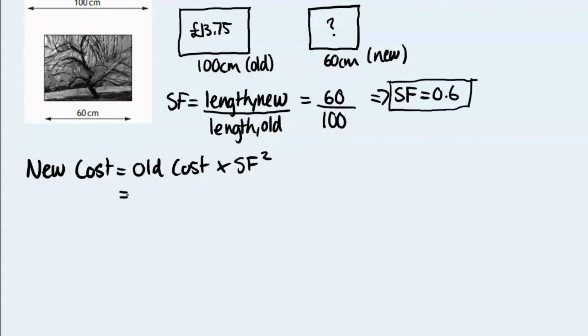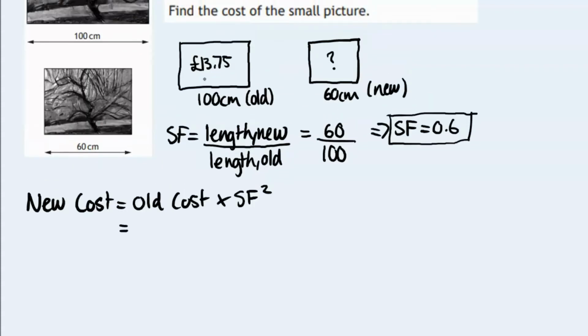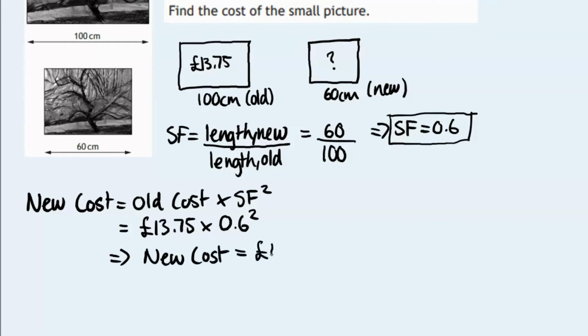So what do we have here? What's the old cost? Well, the old shape is the larger picture, which we know is £13.75, okay? So we can substitute that in, £13.75, and we just calculated the scale factor for being 0.6, and remember to square it. So that gives us the new cost for the smaller picture. New cost is equal to £4.95 when you put that into the calculator, okay? So that's the final answer.